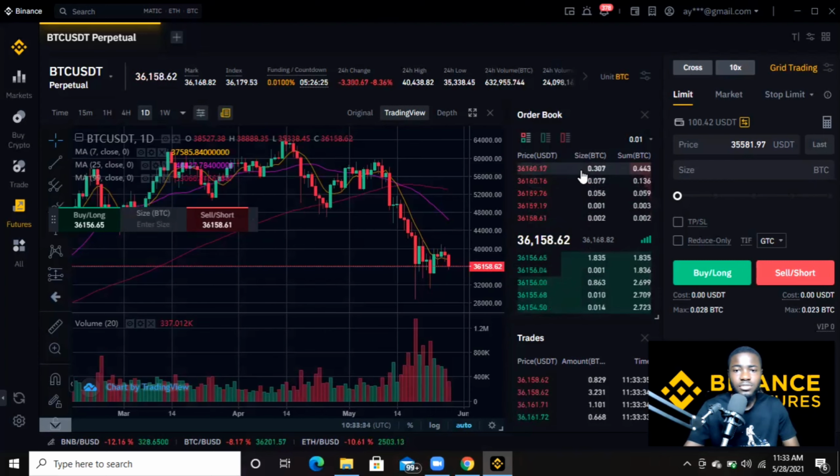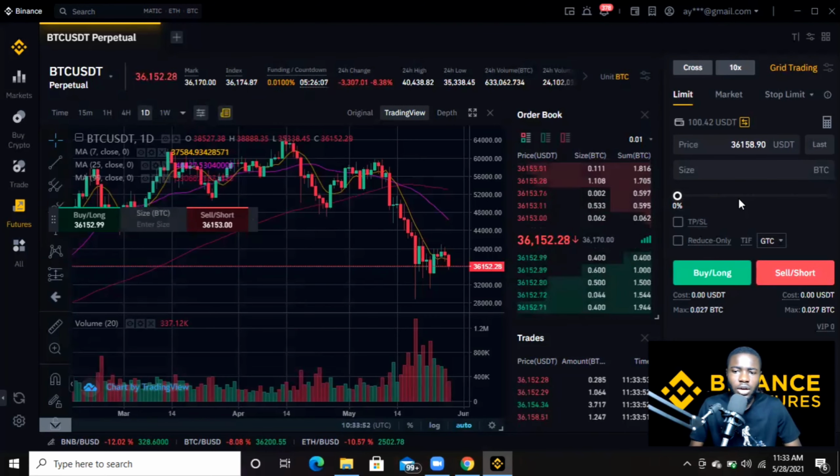As you can see, the market is very, very volatile. That's it with crypto markets and futures particularly. It's very volatile. So you really have to know what you are doing before you trade in the futures market.